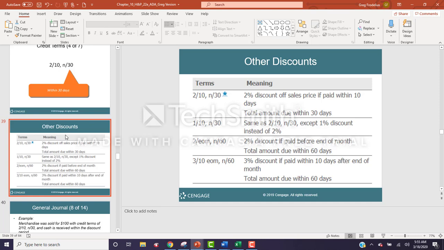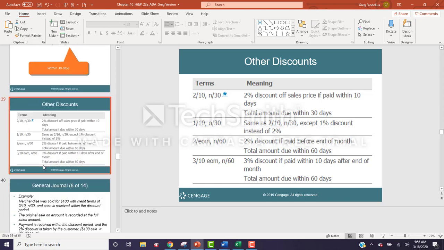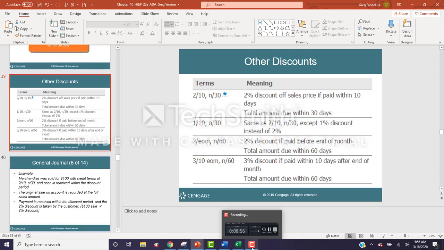And of course, the net is due in 60 days, 3% within 10 days after the end of the month, and then the net due is 60 days. Different companies use different ones. I tend to see this 1-10 net 30 quite often. Maybe the 2-10. I don't see too many of the end of the months. But just be aware of, it all depends on the company and their terms and how they extend credit. Of course, companies have to be very careful in how they extend credit to folks.